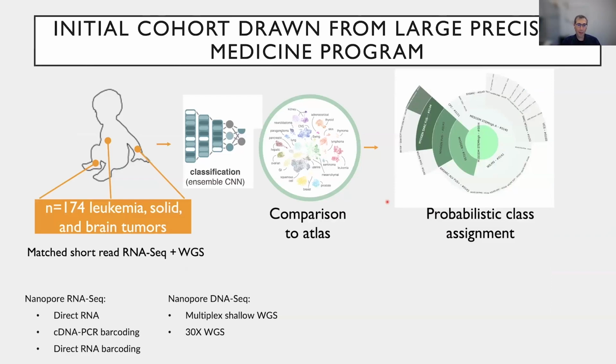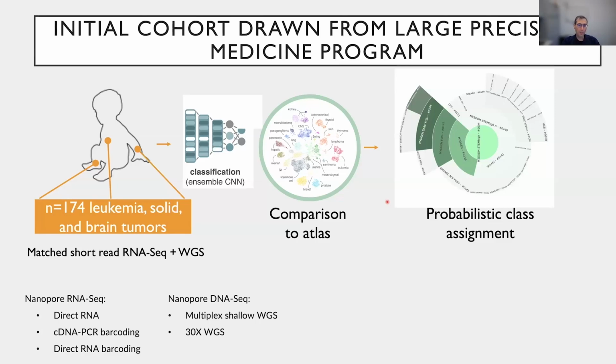And so, seeing that our algorithms were compatible with the Nanopore without necessarily needing to retrain anything, we began to draw on a larger cohort of 174 tumors, including leukemias, solid tumors, and brain tumors, and at least a couple dozen tumors that have known gene fusions. And of course, gene fusions are massively important in pediatric cancer in terms of helping with the diagnosis of the cancers, as well as directing some specific therapeutic choices.